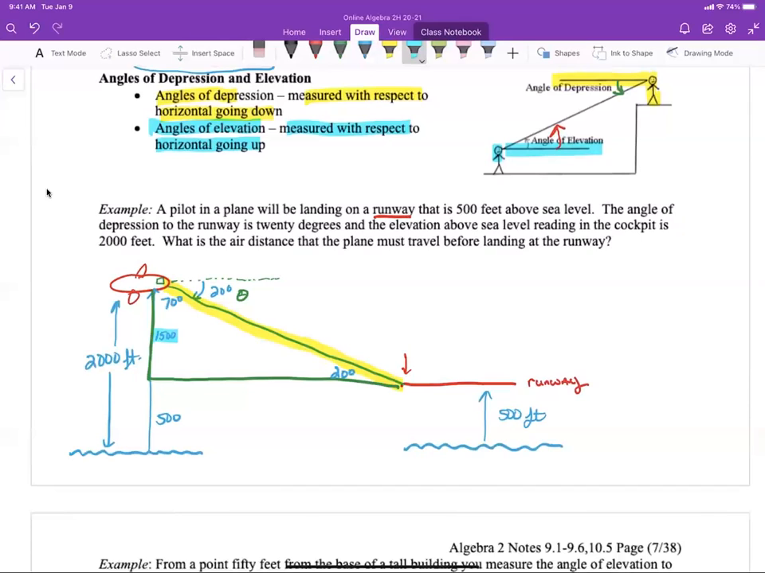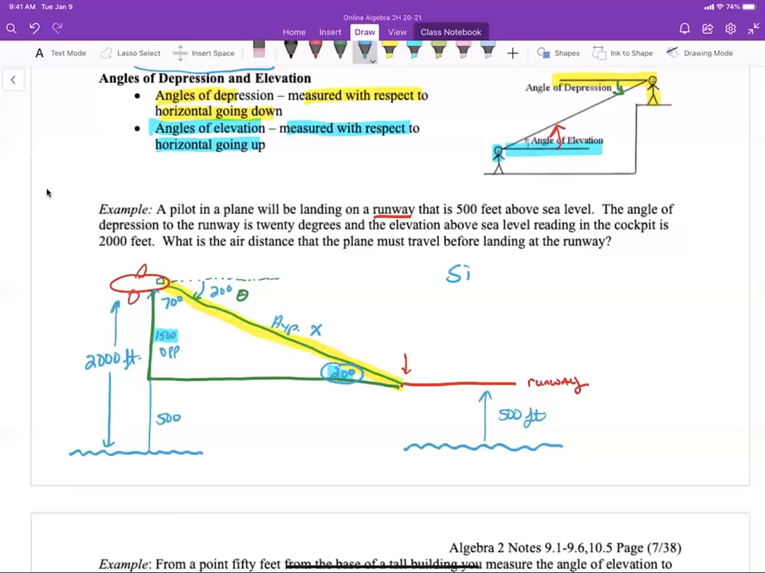I now know one of the sides, and I'll use 20 degrees. That is two pieces of information. Now I can solve for anything I want in a triangle. So what am I looking for? I'm actually looking for the hypotenuse. And if I use 20 degrees, what do I know? 1,500 is my opposite. So what trig function has opposite and hypotenuse, and we'll call this hypotenuse x? Well, that would be sine.